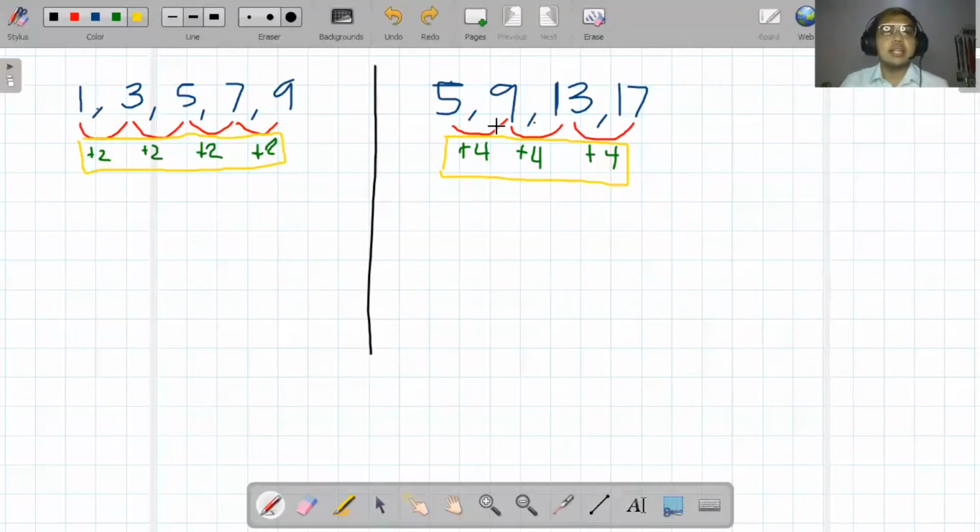Same here, 5, 9, 13, 17. We got 9 because we added 4. We got 13 because we added 4 to 9. We got 17 because we added 4 to 13. So we get the next term by adding the number we computed to the previous term. Okay? So if I ask, going back to 1, 3, 5, 7, 9, what comes after 9? What we do is 9 plus 2, so 9, 10, 11. Therefore, the next after 9 is 11.